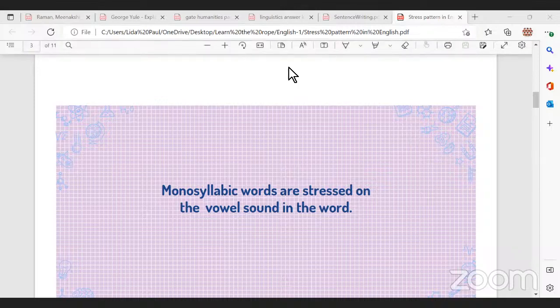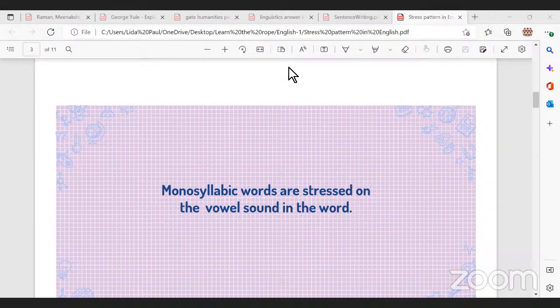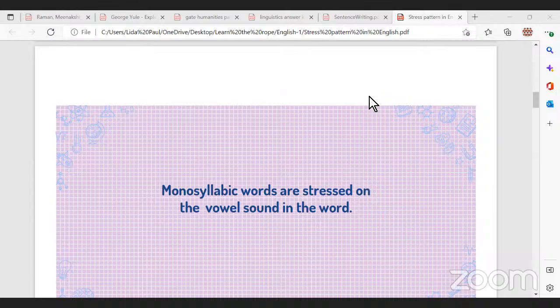Okay, 44 minus 20. First 20 sounds. 20 vowel sounds, right? Out of which you have 8 diphthongs and 12 pure vowels, also known as the monophthongs, right? So these vowel sounds are responsible for the syllables, right? So in monosyllabic words, you are only going to have one syllable, which means only one vowel sound in this word.